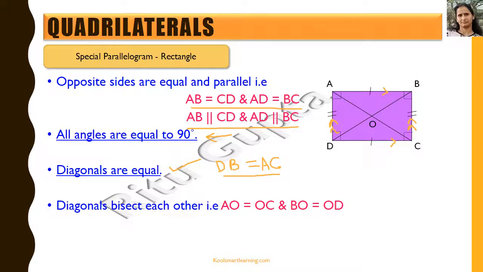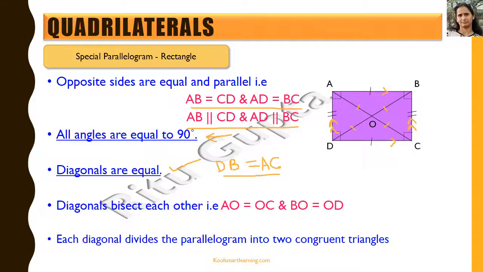And the diagonals bisect each other, which is also true for the parallelogram. So AO is equal to OC and BO is equal to OD. And since both the diagonals are equal, all of these will be equal. So AO is equal to OC is equal to OB is equal to OD. And each diagonal divides the parallelogram into two congruent triangles. So we are saying if we take BD, then the two triangles formed are congruent to each other.